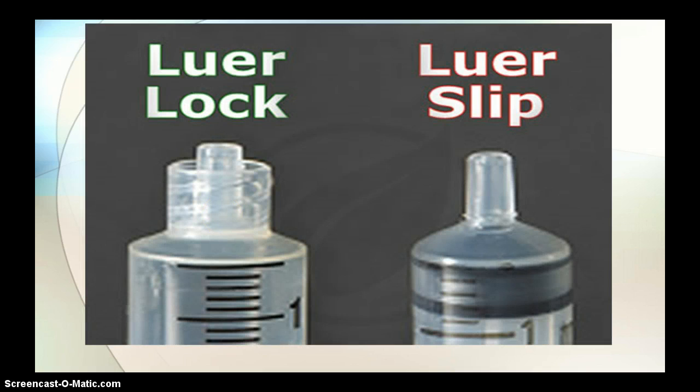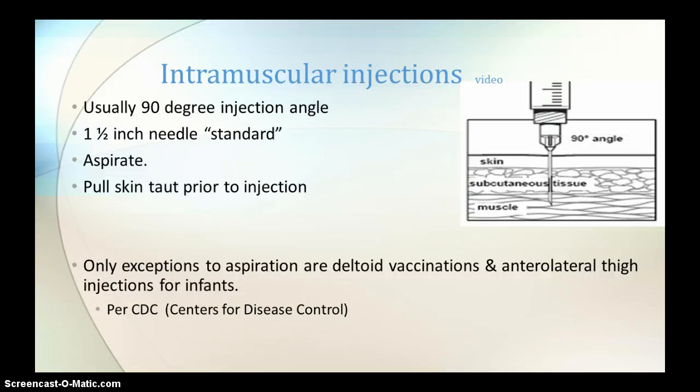As far as the injections are concerned, usually you're going to give it at a 90-degree angle straight in, because you need to get it into the muscle and get it by the subcutaneous tissue. This can be a challenge in some patients. If so, you have to always make sure you pull the skin taut prior to injection. You literally try to flatten out that subcutaneous tissue. You aspirate, in other words, pull the plunger back to make sure that you're not in a vessel.